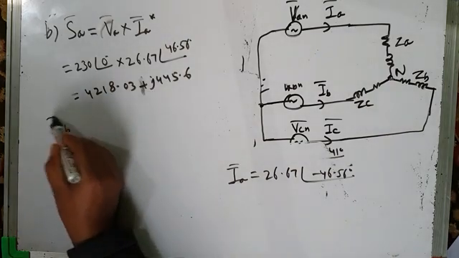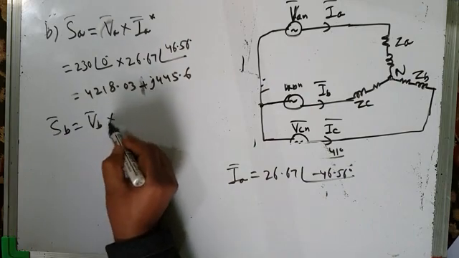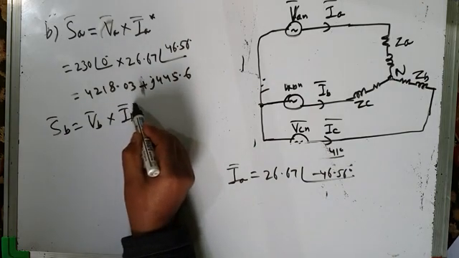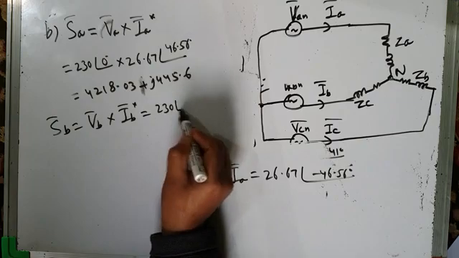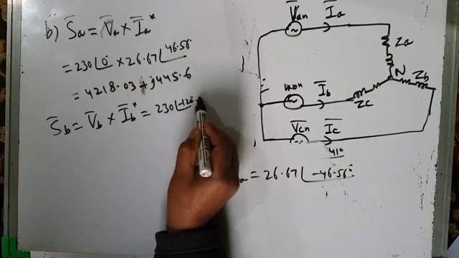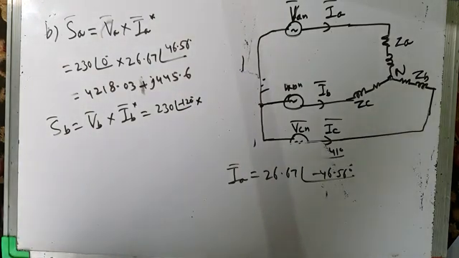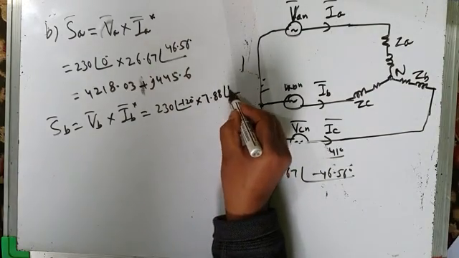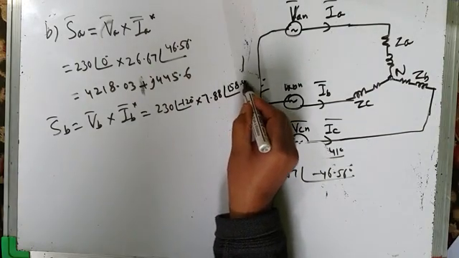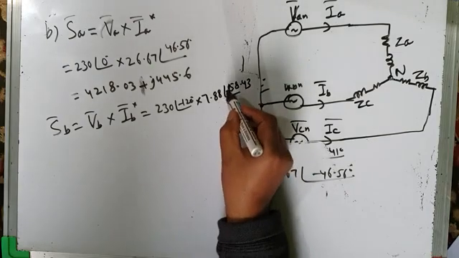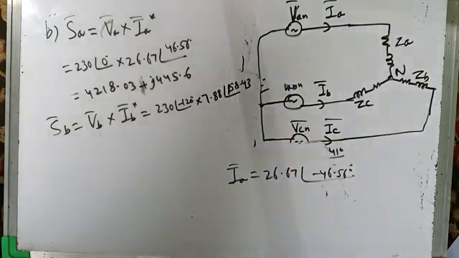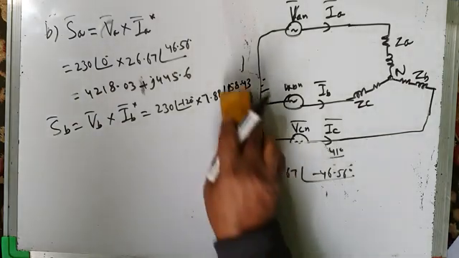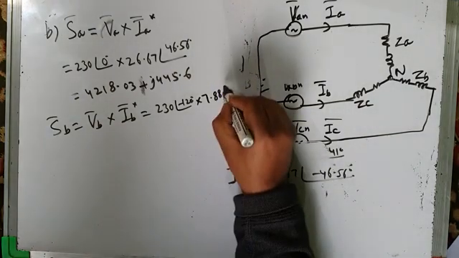Similarly, you can find SB. SB is VB into the complex conjugate of IB. VB is 230 at an angle of minus 120 degrees, into IB, how much is IB? 7.88 at an angle of minus 158.43 degrees. There it is minus, and with the complex conjugate it becomes plus 158.43 degrees. Let me write it clearly.